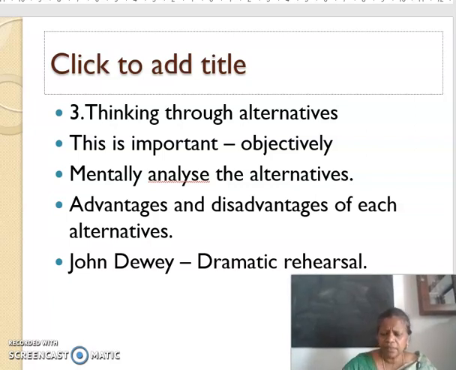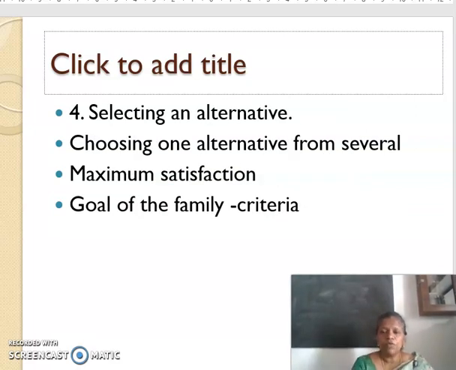Next, the fourth step is called selecting an alternative. How are you going to choose it? Now you have analyzed all the various alternatives, and among them you are going to choose which alternative is best for your life.